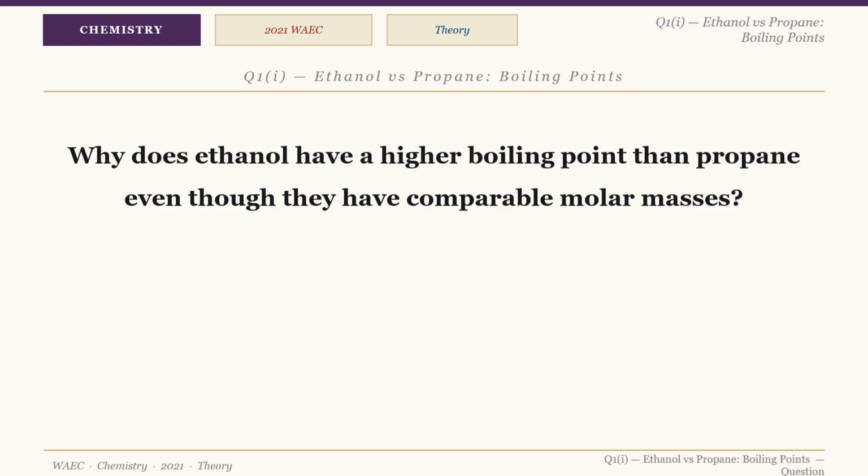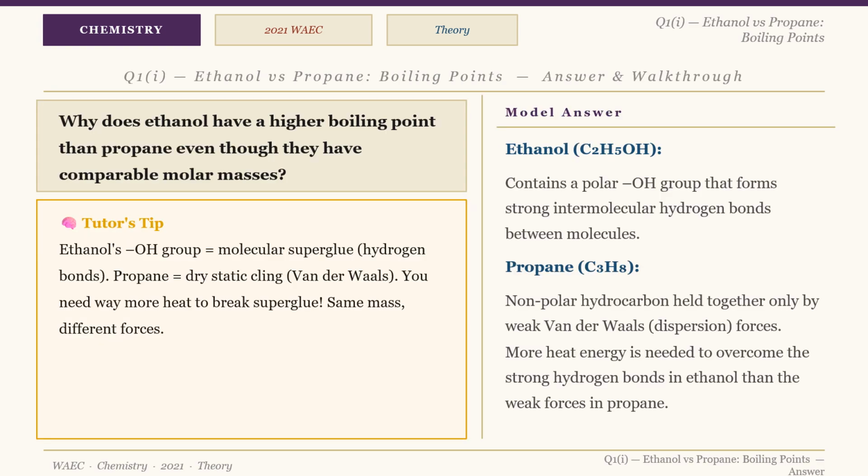Why does ethanol have a higher boiling point than propane even though they have comparable molar masses? Now the tip here is, ethanol's OH group, which is equal to a molecular superglue, contains hydrogen bonds, while propane has a dry static cling of van der Waals force. So you need way more heat to break superglue. Using this analogy, even though they have the same masses, they have different forces.